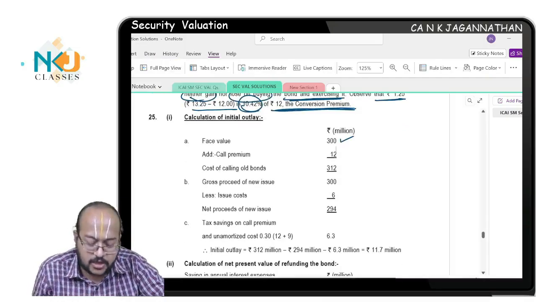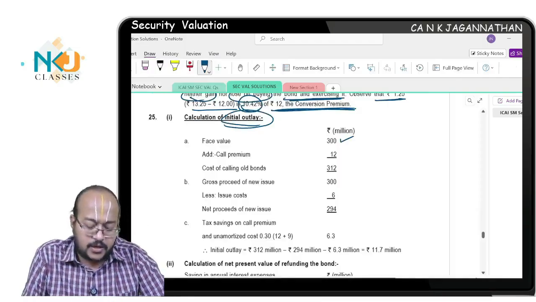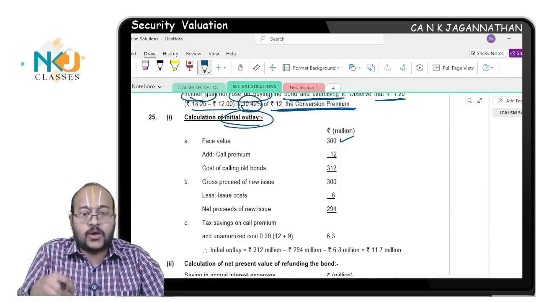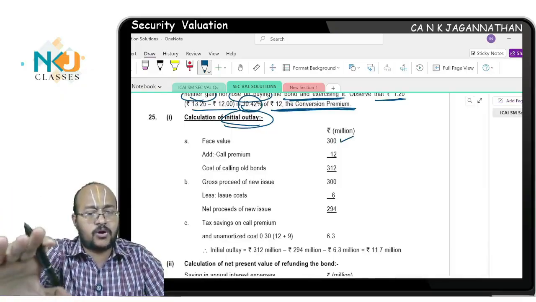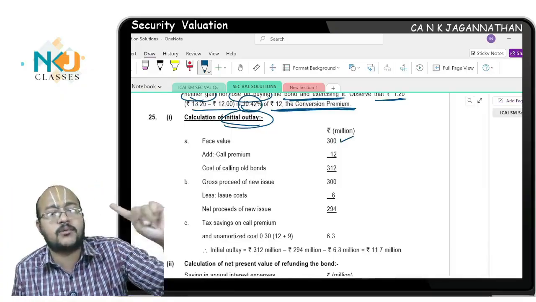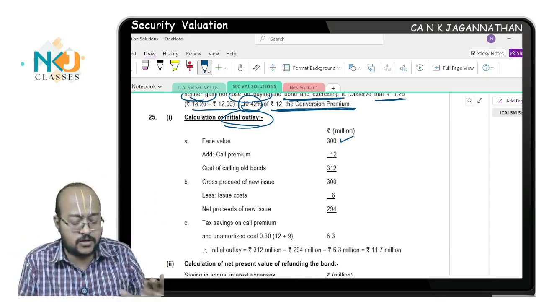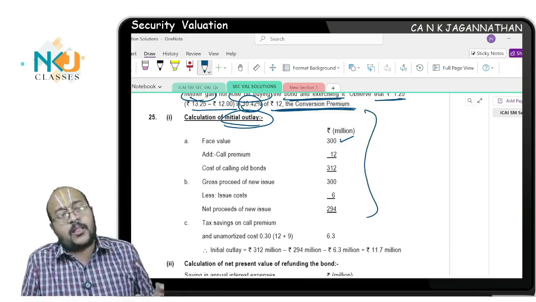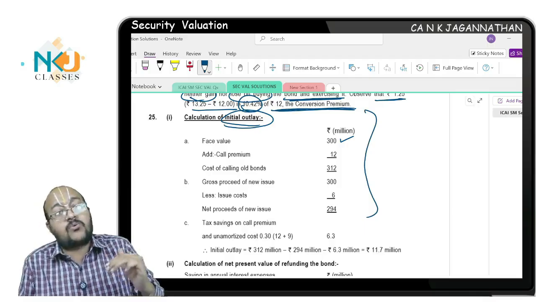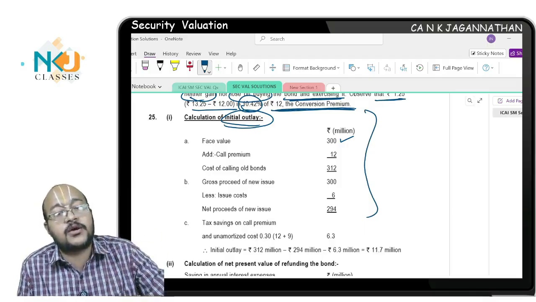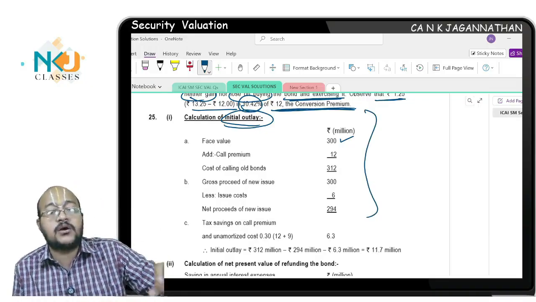Okay, calculation of initial outlay, which means what will be the outlay today if I refund the bond. See how you should think. If I refund the bond, I have to pay back the old 300 million. You are computing NPV by keeping in mind what would be your outflow and inflow if you refund the bond. If the present value of the inflow is more than the outflow, then you will refund.